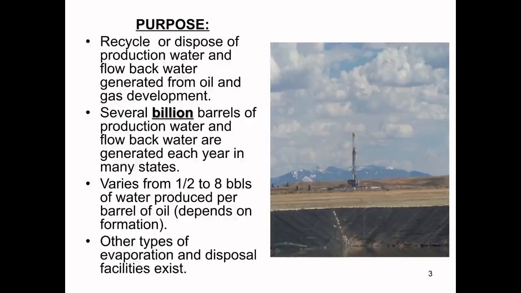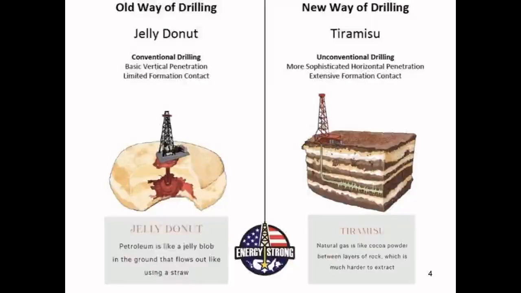Water is generated from the production of oil and gas, where several billion barrels of production water and flowback water are generated each year. The water is collected and is either put in the pond for evaporation or storage and recycling. Here's an illustration of the way that the oil and gas is removed from the ground and brought to the surface.